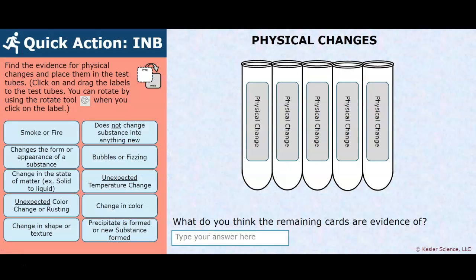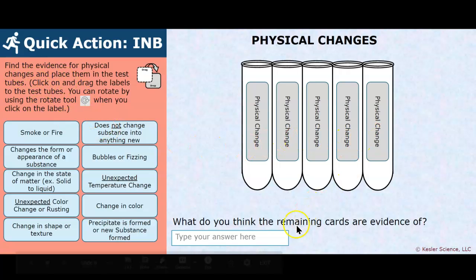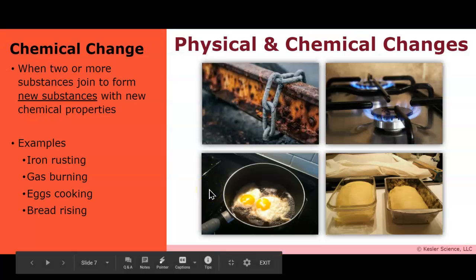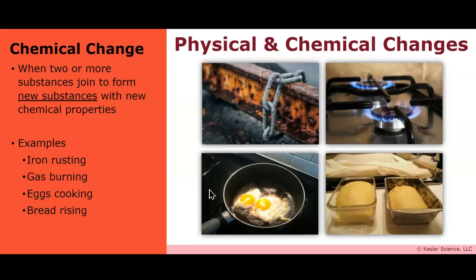So what you're going to do is you're going to look here. You're going to find the evidence for physical changes and place them here. And then what do you think the remaining cards are evidence of? A chemical change is when two or more substances join to form new substances with new chemical properties.